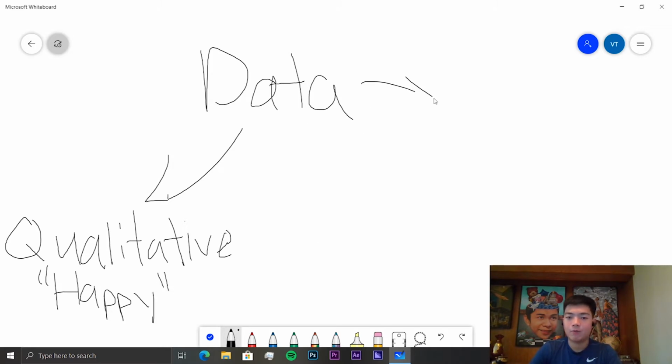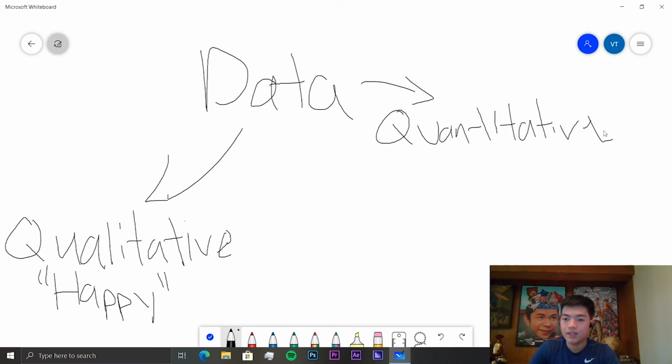On the other hand, we have quantitative data. And what is quantitative data? Quantitative data is numbers, more or less. It's data that's expressed in numbers. So instead of asking, how are you feeling today? I could say, on a scale of 1 to 10, how happy are you feeling today? And if you responded with like 8 or something high, which I hope you do, that would be an answer for quantitative data.